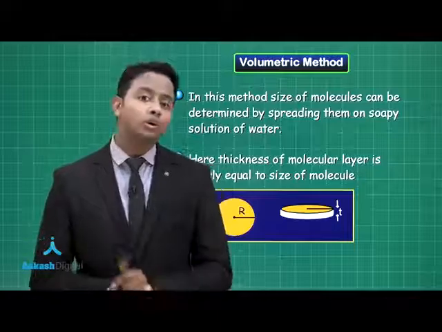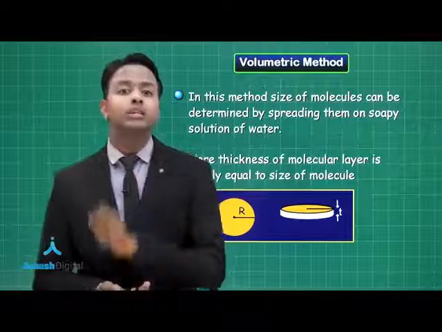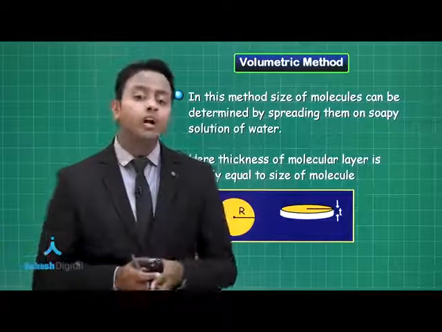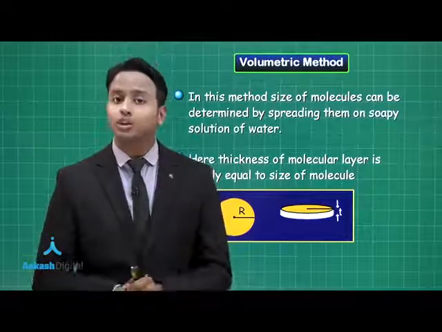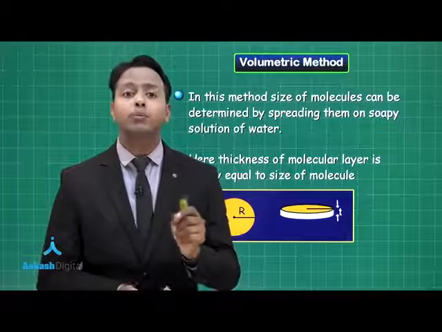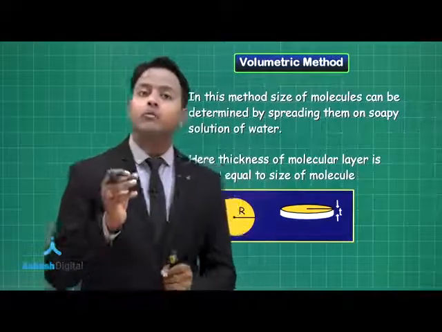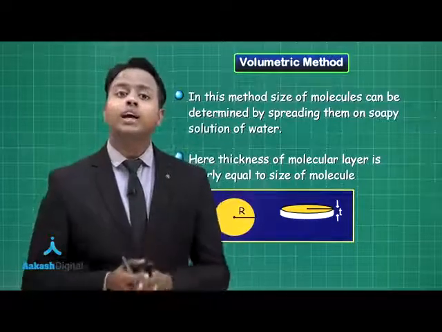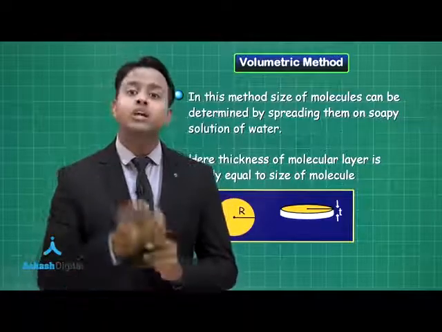Now from this solution I again choose 1 centimeter cube and mix it with 19 centimeter cube of alcohol. So resultantly what do we have? We have a solution of 20 centimeter cube which has a concentration of 1 by 400. That means a 1 by 400th portion of 1 centimeter cube is oleic acid. Now with the help of a dropper, I drop it onto the surface of water. Now this oleic acid solution is spread onto the water surface using a dropper.